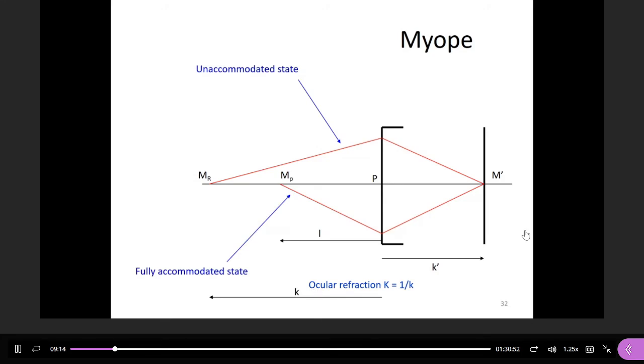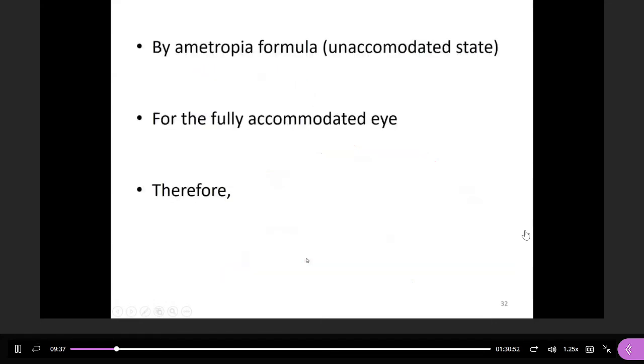The lower part represents the eye with the maximum amount of accommodation. So everything is the same as the last one. In this case, again, if you take the reciprocal of the object distance, you'll be able to get the object's vergence. Okay, so if you look at the upper part for the situation without accommodation, we use this formula. I hope you still remember this one.